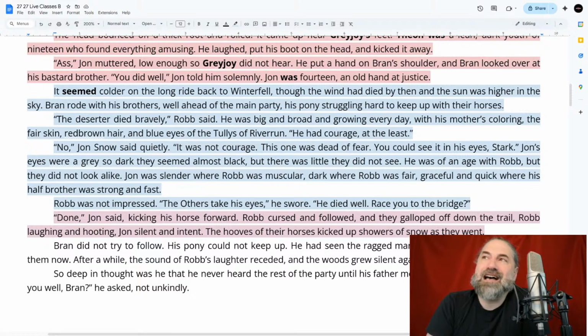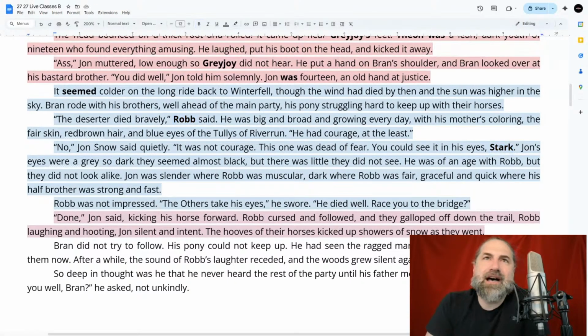You could see it in his eyes. Stark. I like that he used Stark, by the way. Stark is because he's saying it to Robb. So that's interesting that he chose to use Robb's last name. Jon isn't technically a Stark.